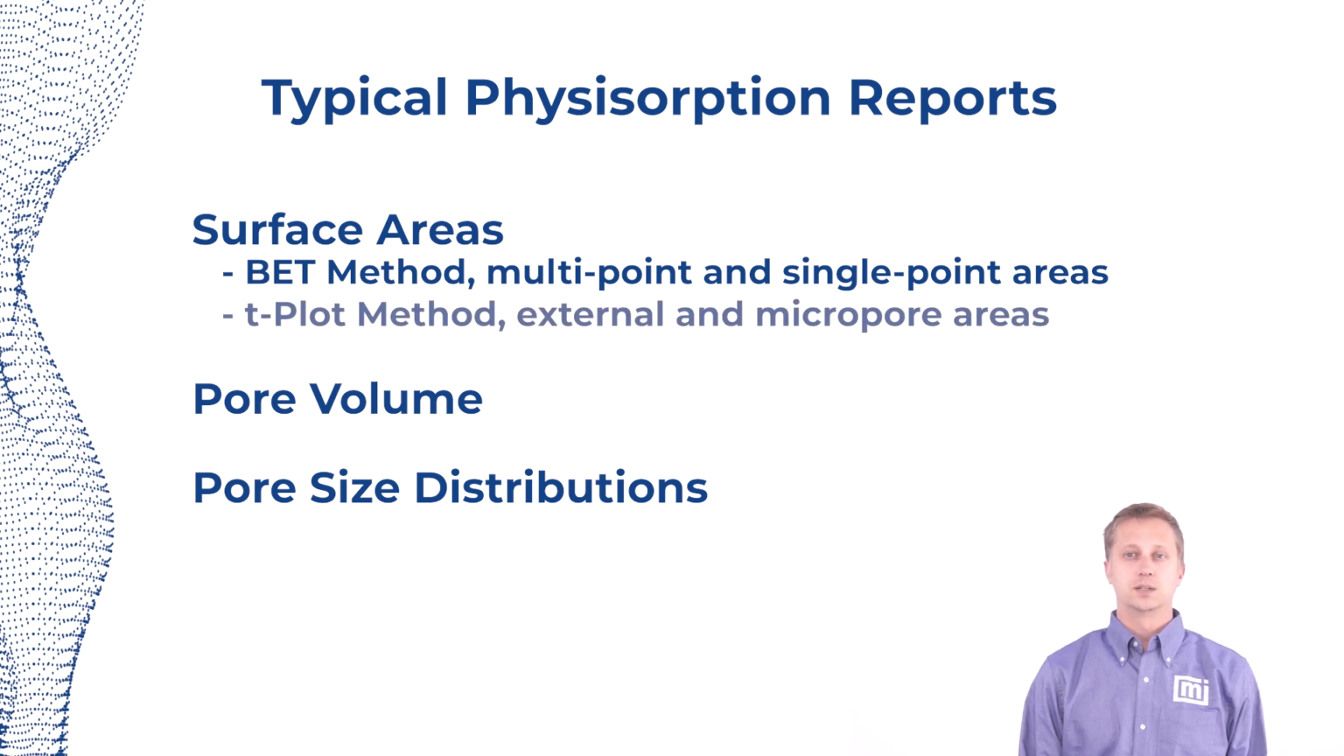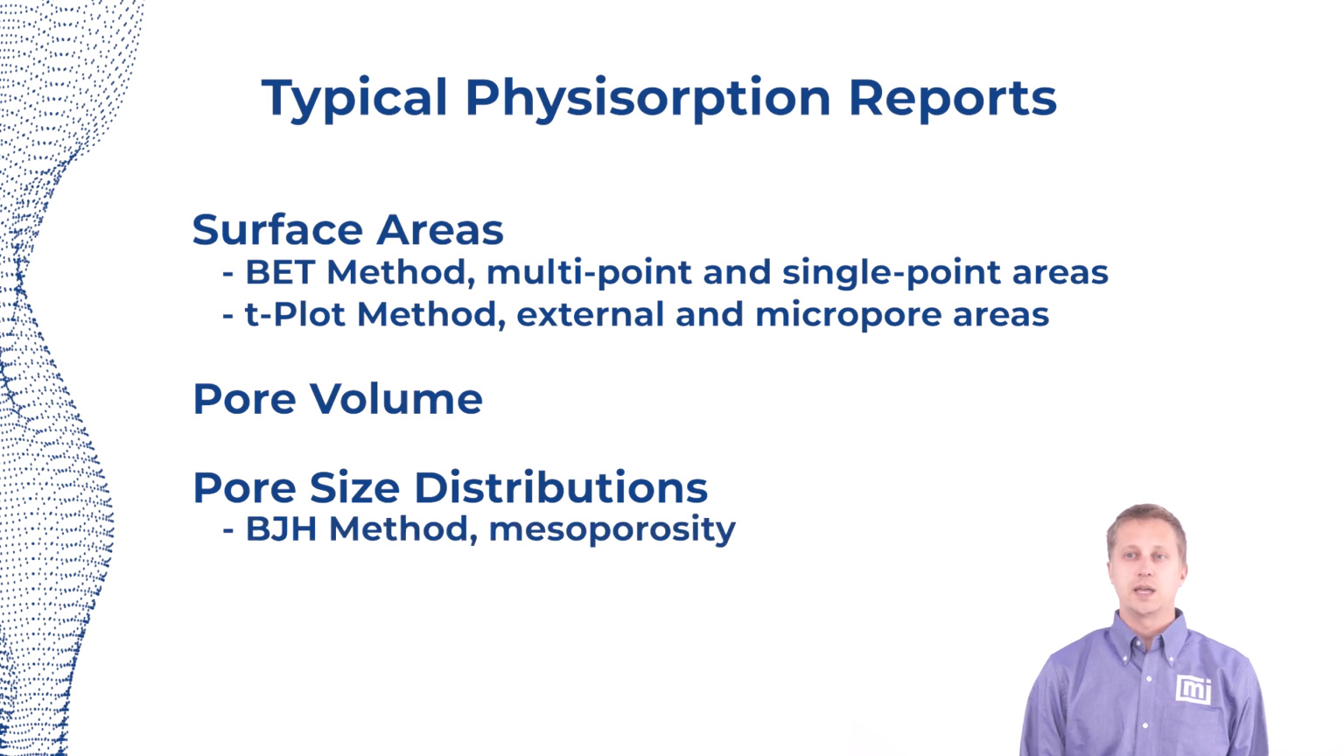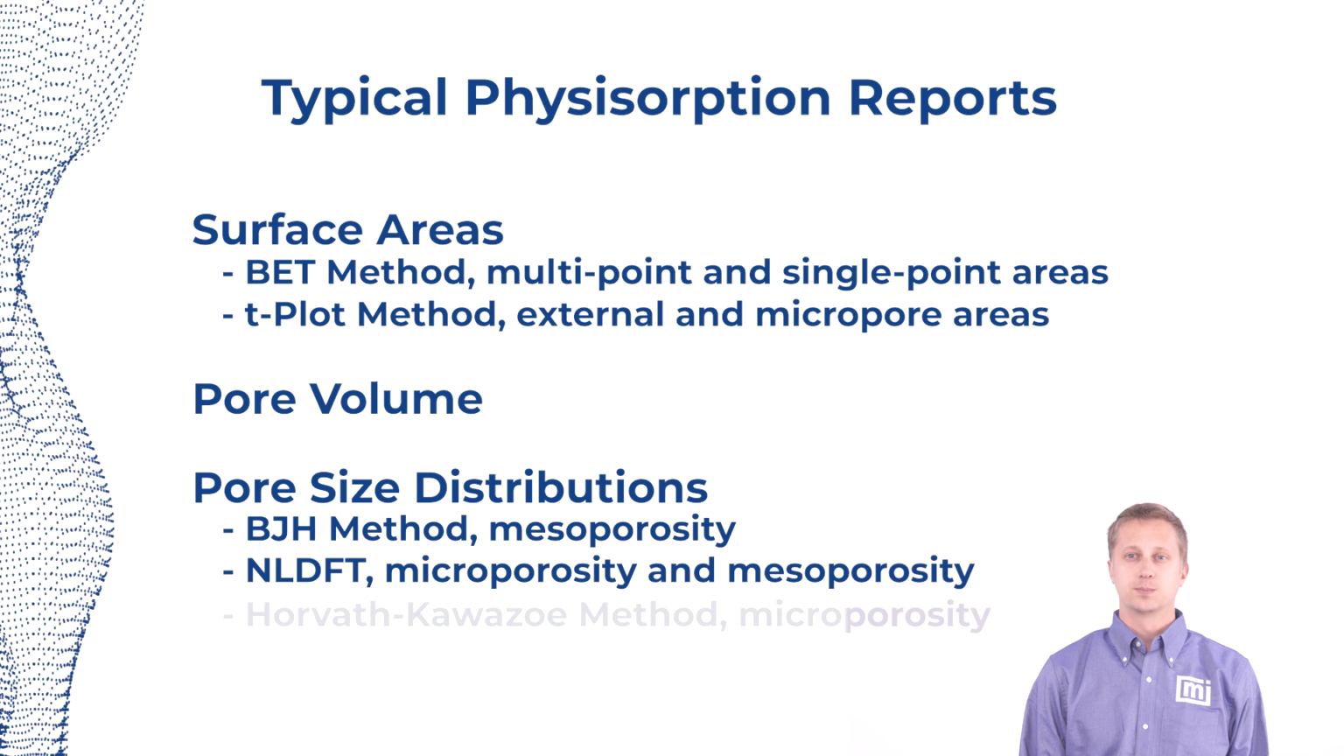The T-plot method can also be used to determine the surface area by splitting out the difference between the micropores and the mesopore contributions of your material. Pore volume and size distribution methods include BJH and NLDFT methods. The BJH method is commonly used for mesoporous materials.